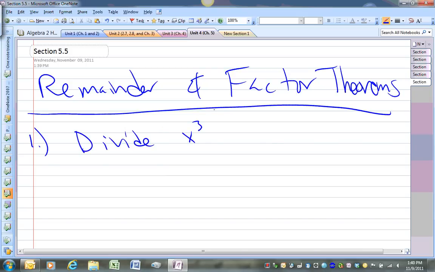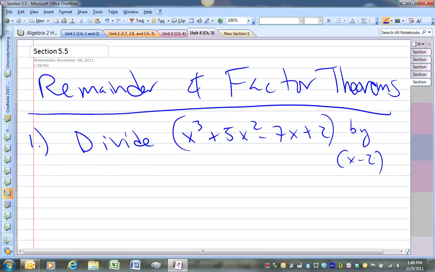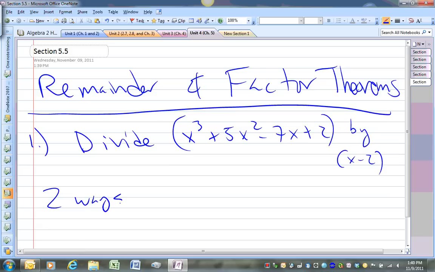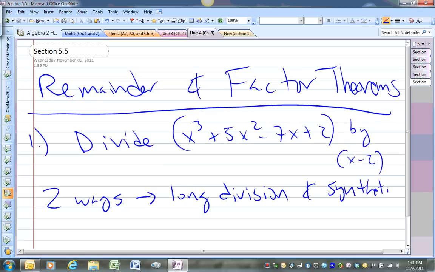Divide x cubed plus 5x squared minus 7x plus 2 by x minus 2. There's two ways you can do this. Long division, which you might remember from a few years ago. I think maybe you guys did it in 3rd or 4th grade. And synthetic division, which is very similar to the synthetic substitution that we did last week.